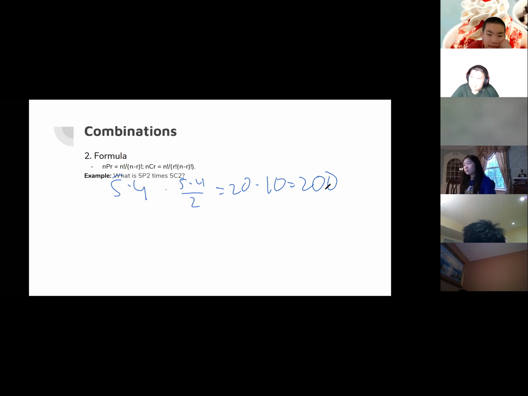Does anyone have any questions about the concepts behind combinations and permutations?